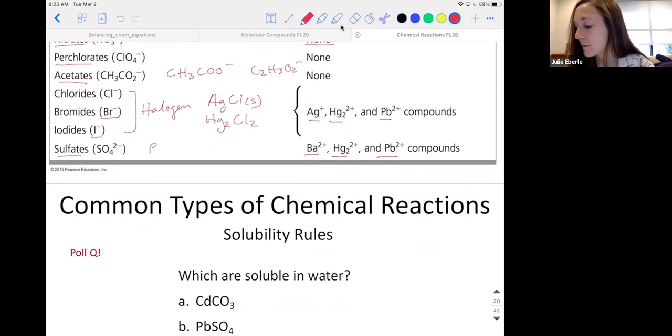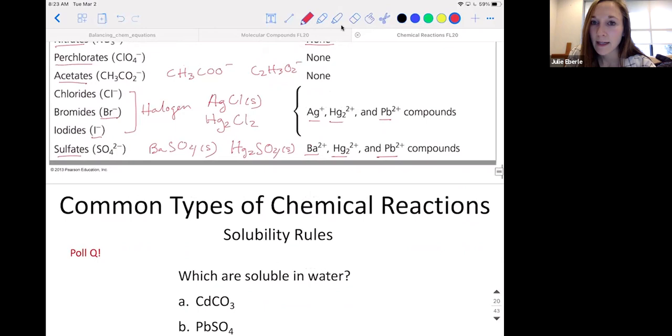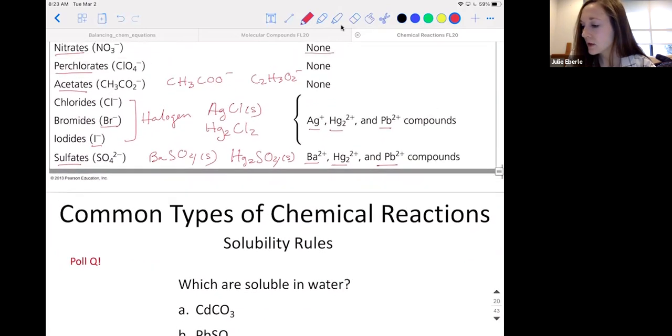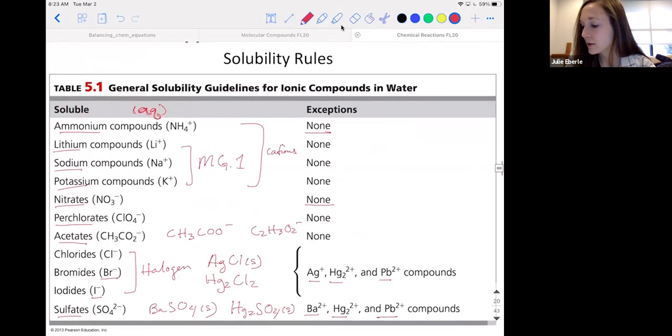So that means barium sulfate is going to be a solid. Mercury 2 sulfate will be a solid. Same thing with lead sulfate, okay? So these will form solids, these will form precipitates. So you need to probably be able to recognize some of these. All right, so that's it for solubility rules.